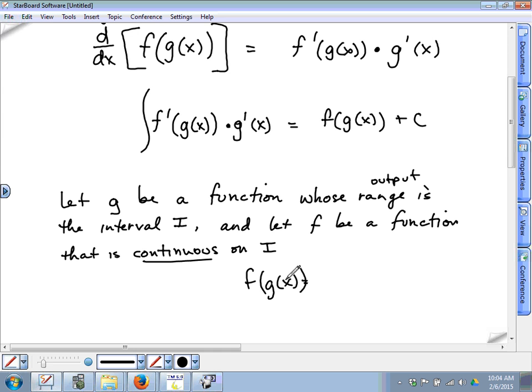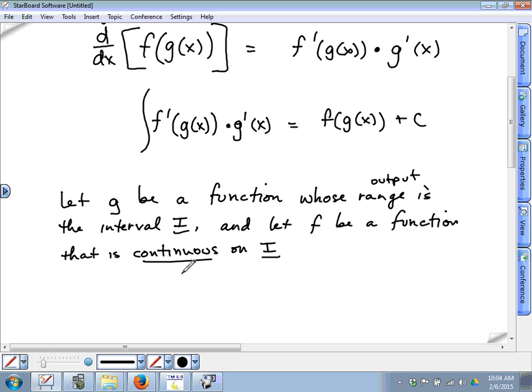G of x has a certain output. That becomes the input for f. You guys see what it's saying now? Oh, okay, now I get it. So G has some range, and that range becomes the input for f, because I is the same thing they're describing both times. Okay? So anyway, all they're describing here is a composition of two functions.